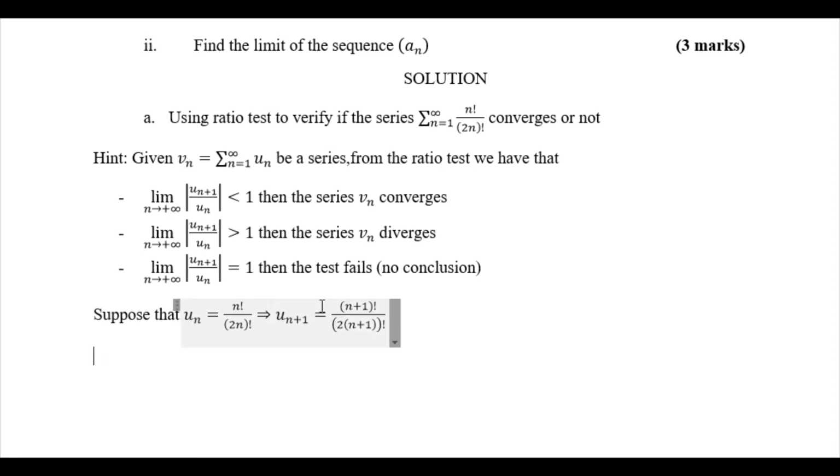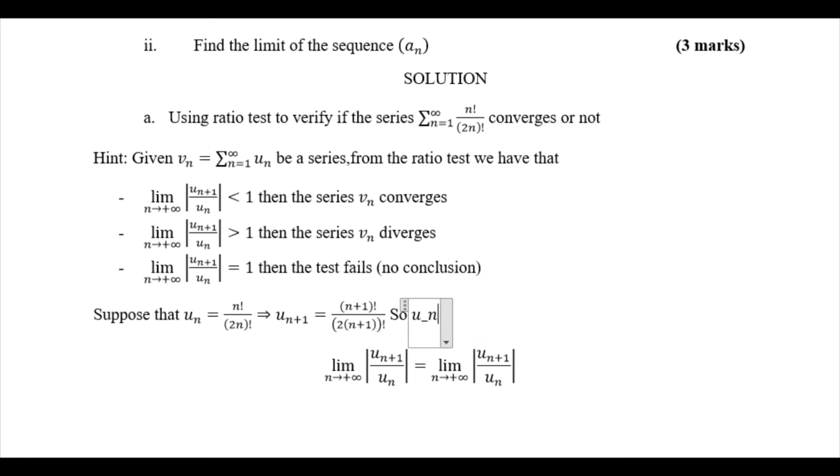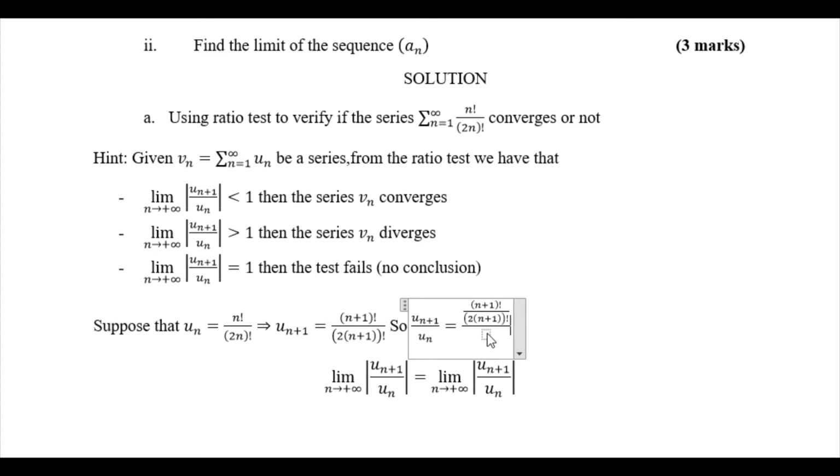Now we need to look for this limit, so let's just copy the limit. Or better still, let us find u_(n+1) divided by u_n. So u_(n+1) divided by u_n is equal to this, which is u_(n+1). We are going to simplify to cancel out things, then we are going to divide it by u_n. This is u_n.